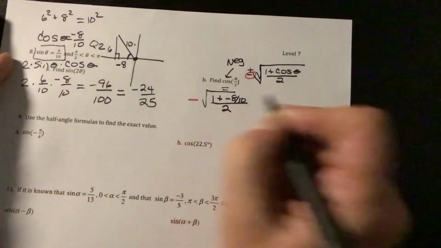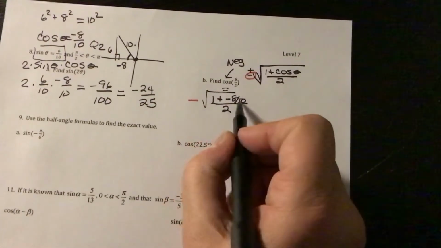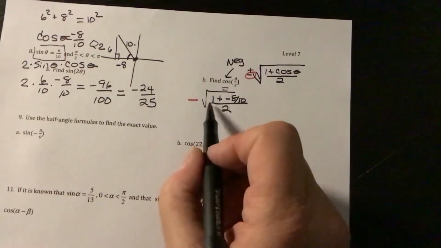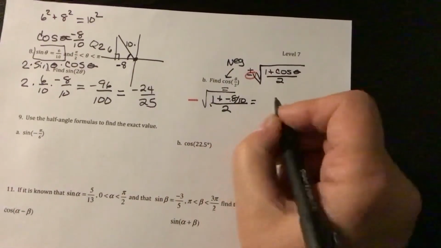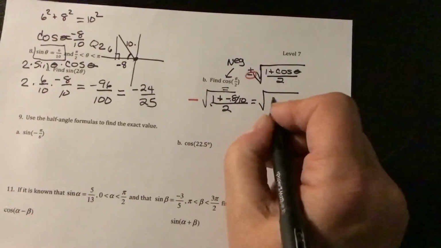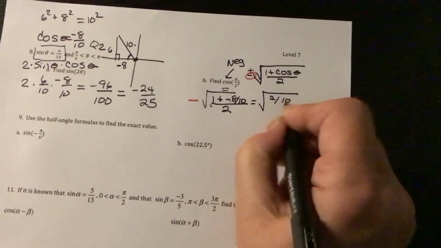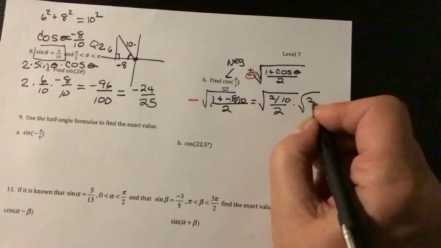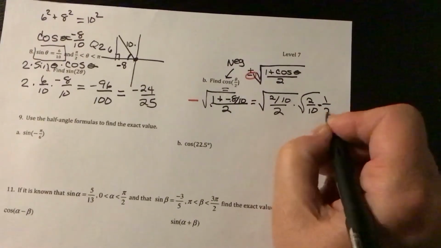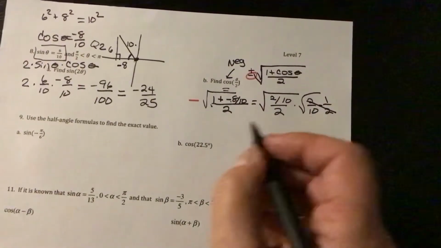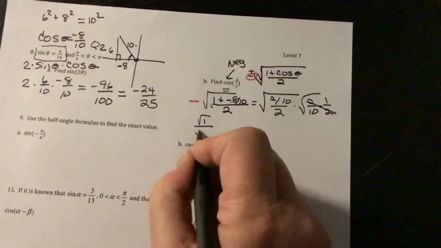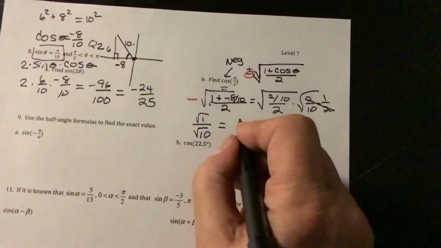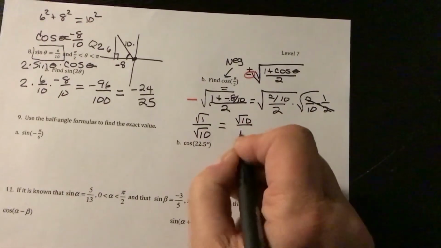And all of this is divided by 2. So now if I add these together, I'm going to have 1 plus negative, so that is minus 8 over 10. So this is 2 over 10 divided by 2, or 2 over 10 times 1/2. The 2's will cancel, so I have the square root of 1 over the square root of 10. And if I rationalize the denominator, I have the square root of 10 over 10.